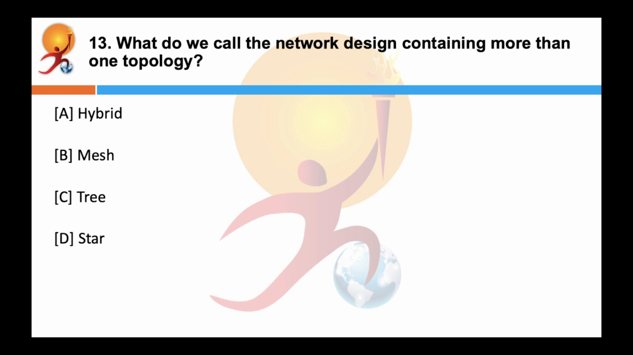What do we call the network design containing more than one topology? Correct answer is hybrid. A network structure whose design contains more than one topology is said to be a hybrid topology and has all the merits and demerits of all the incorporating topologies.